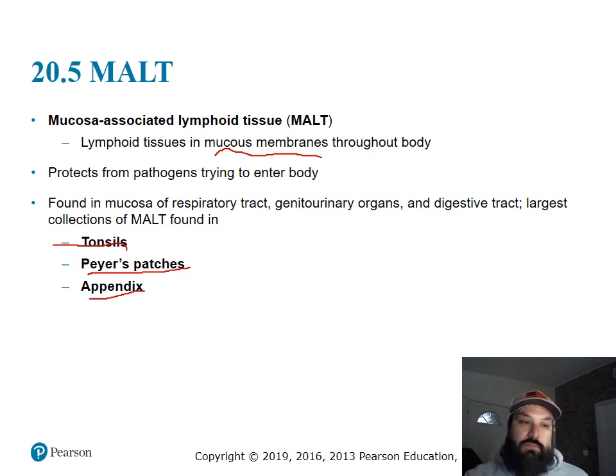Cecum. It's the beginning of the large intestine. And in that area, there's a small growth of tissue that we call the appendix. Now, the appendix also has MALT, right? A lot of lymphoid tissue there. And we thought the appendix was, in fact, a useless tissue. And in fact, this is actually true. It's left over from evolution, is what we think.